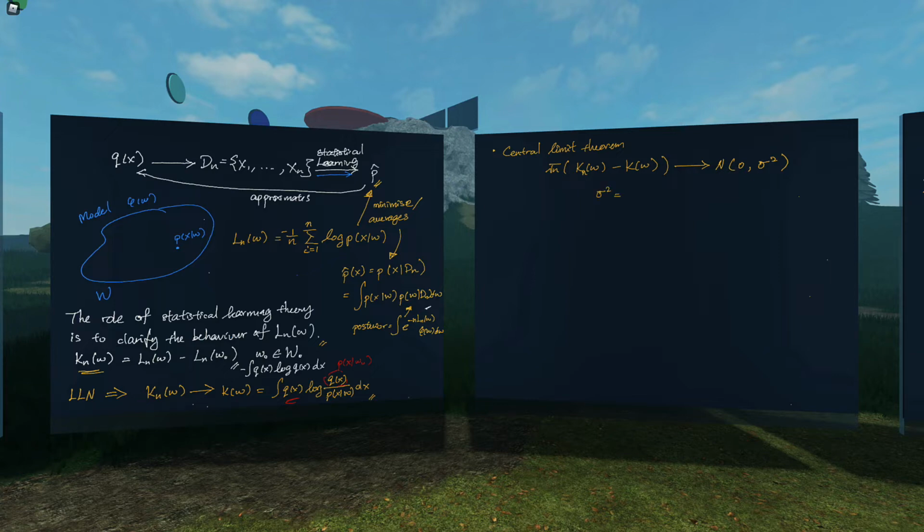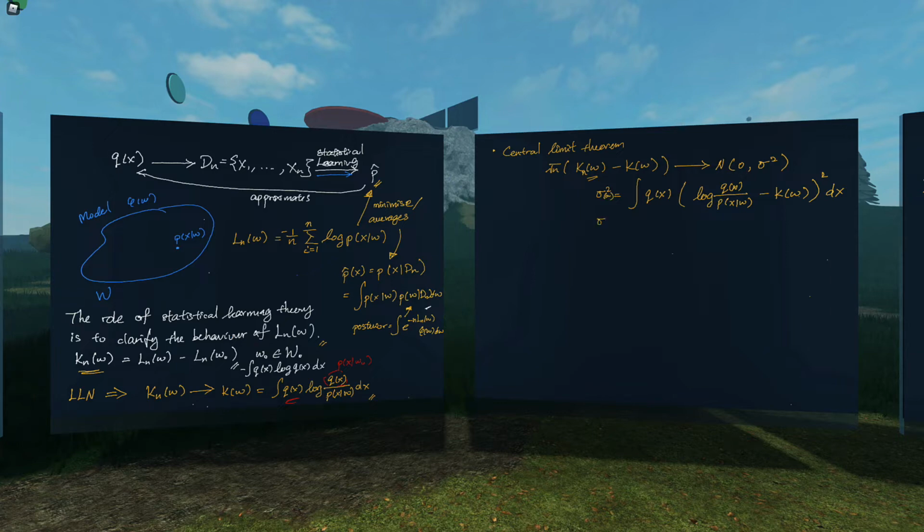If you go through the central limit theorem calculation, the variance is just the variance of the terms making up Kn, which is this expression here. So that's the term making up Kn, and subtract it. That's the expression for the variance, and it's a function of W.